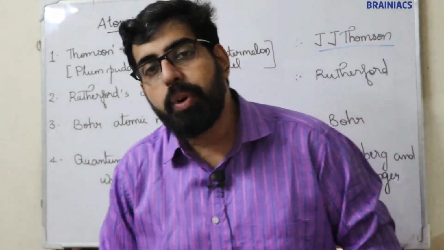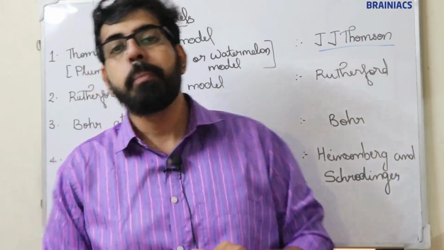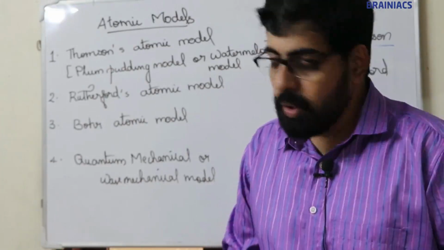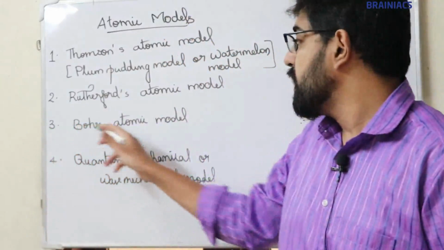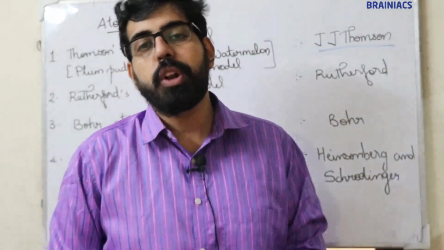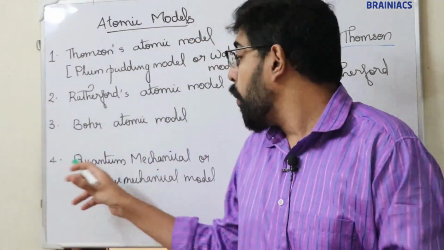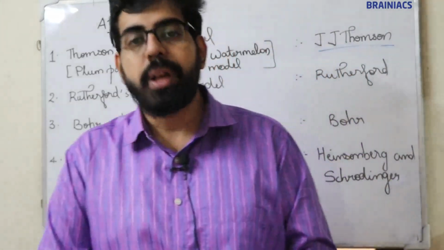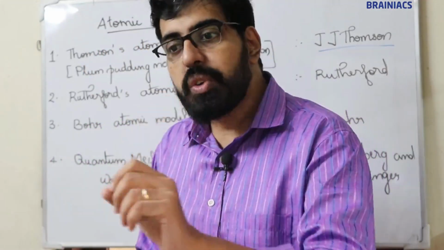The second model was proposed by Rutherford, and that model is known as Rutherford's atomic model. The third model was proposed by Niels Bohr, and it is known as the Bohr atomic model. The fourth model was proposed by Heisenberg and Schrödinger, and it is known as the quantum mechanical or wave mechanical model.